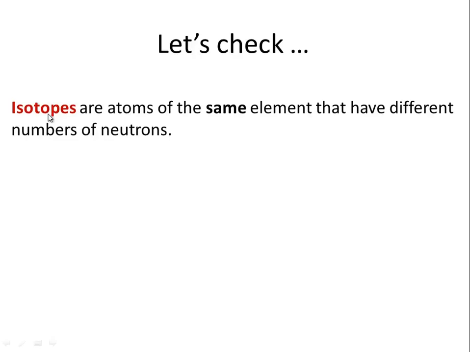So here's one definition for isotopes that you will read. They're atoms of the same element, but they differ in the number of neutrons. Okay, so let's check here.